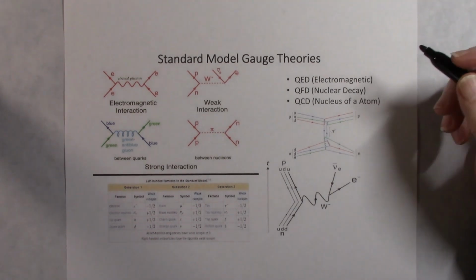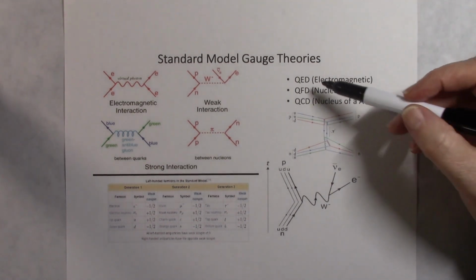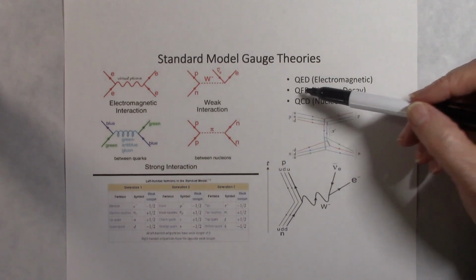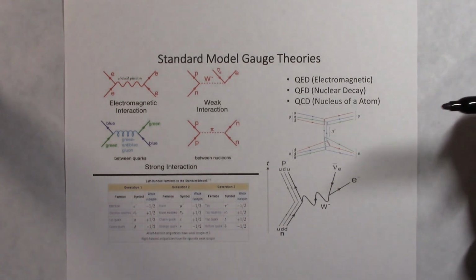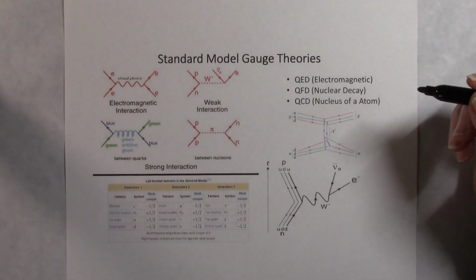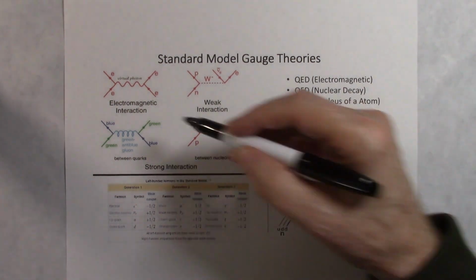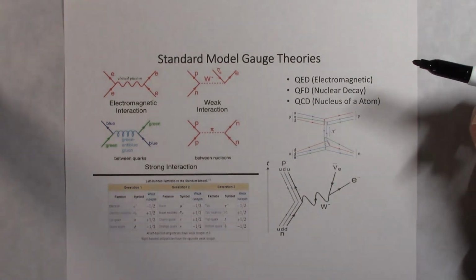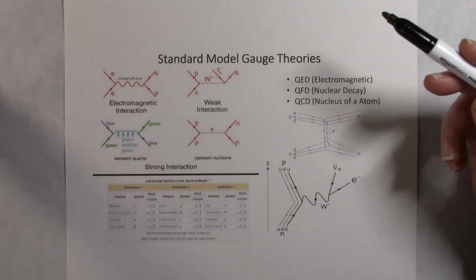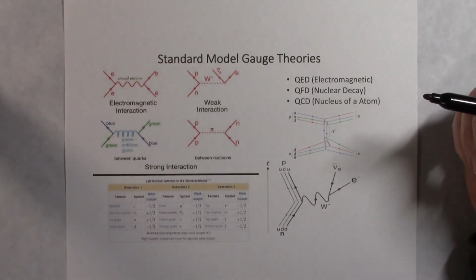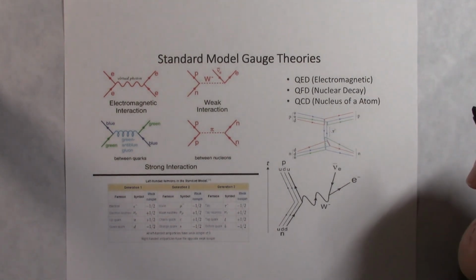So the standard model consists of three gauge theories: quantum electrodynamics, quantum flavor dynamics, and quantum chromodynamics. QED deals with electromagnetic interactions. QFD deals with nuclear decay or weak interactions here. QCD deals with strong interactions, or how the nucleus stays together. Well, why are they gauge theories? What does that mean? It means that they're governed by a symmetry, basically a conservation law.